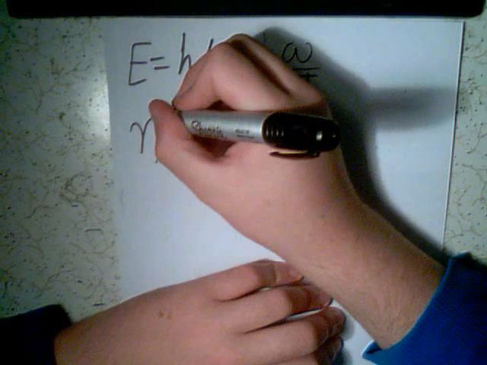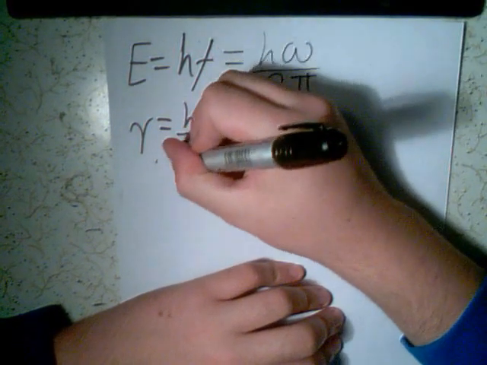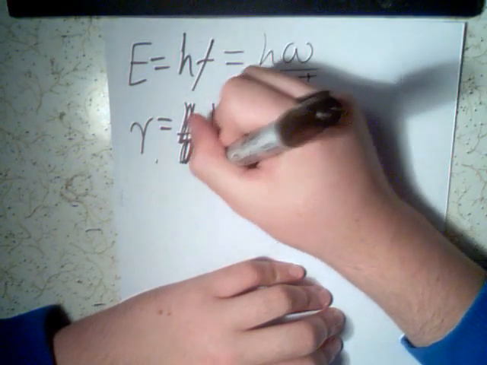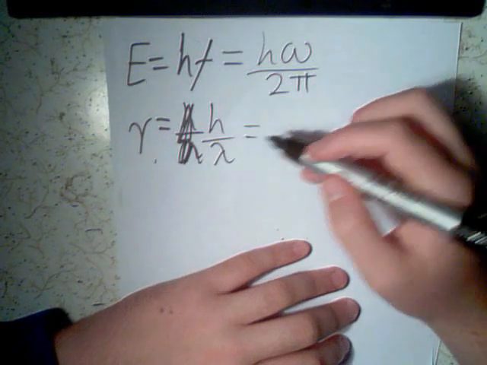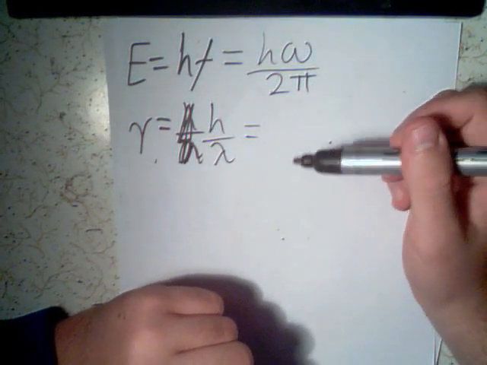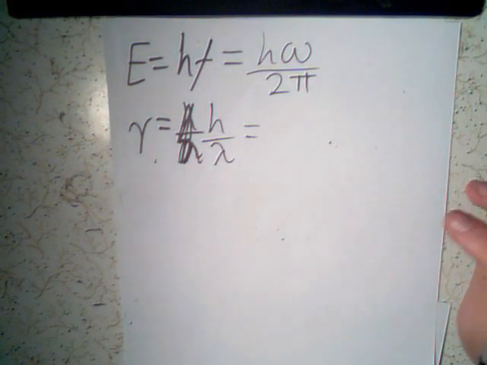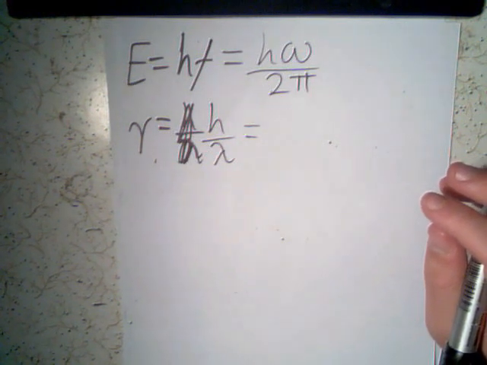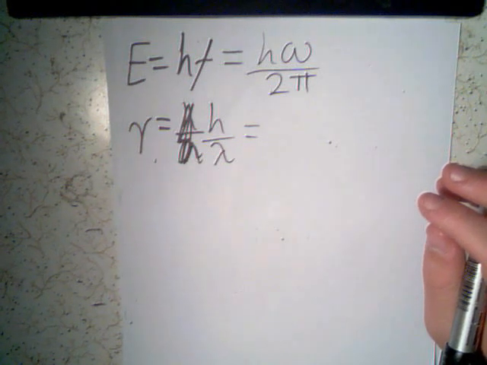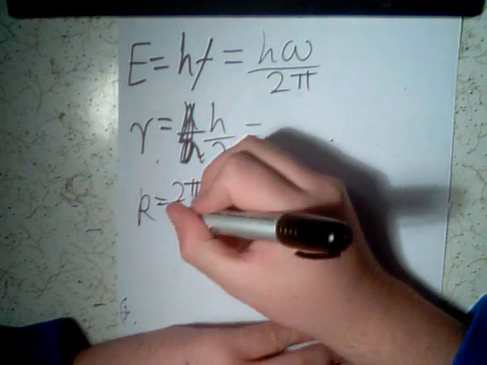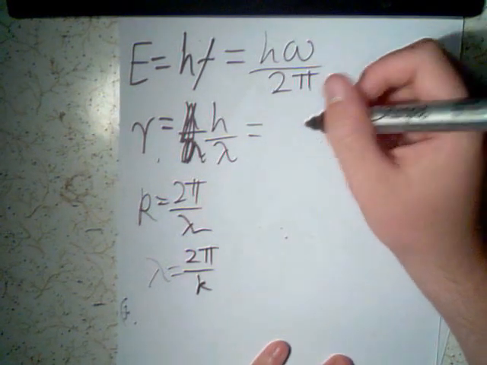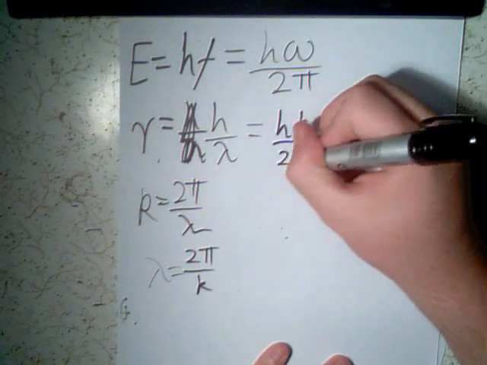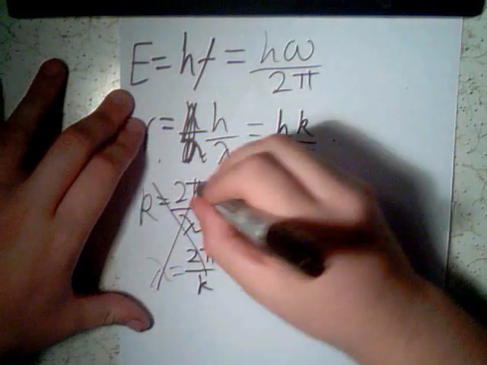Alright, if we want to do the momentum, we can say that p is equal to h on lambda. Since we know that k is equal to 2 pi on lambda, we can rearrange and say that lambda is equal to 2 pi on k, and so this then becomes hk on 2 pi.